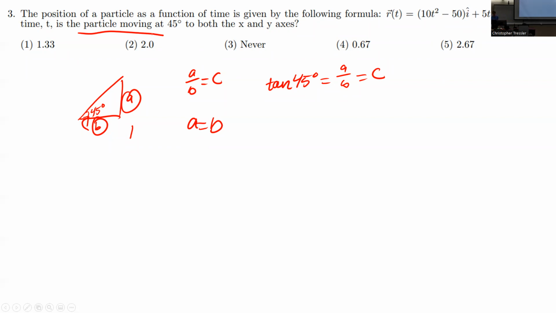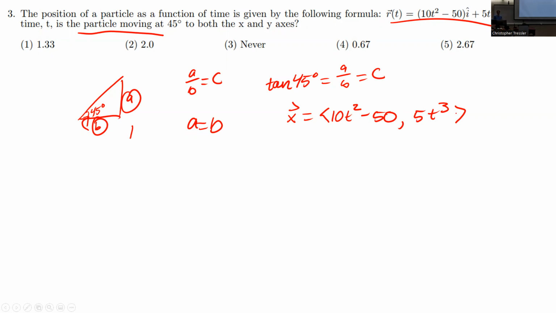So this is actually a position function. And if we wrote this as a vector function, we could say x is equal to 10t squared minus 50. And then the j component would just be 5t cubed. And notice there is no k at all in this problem.